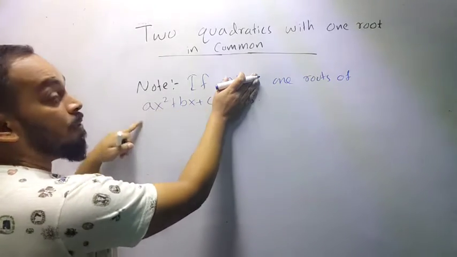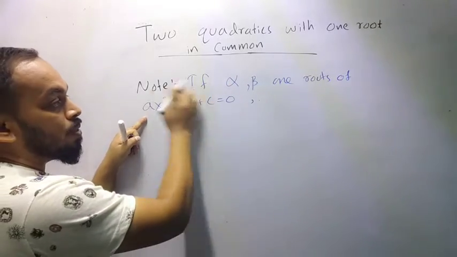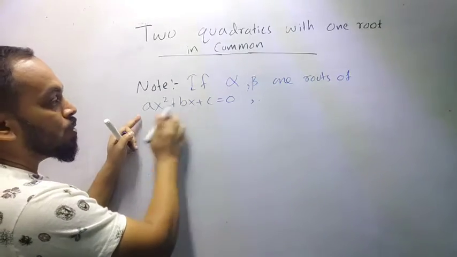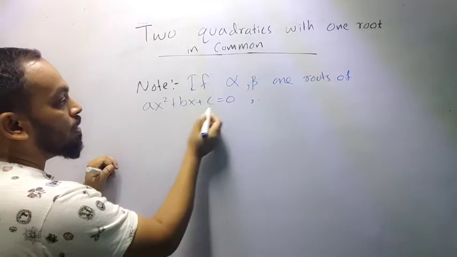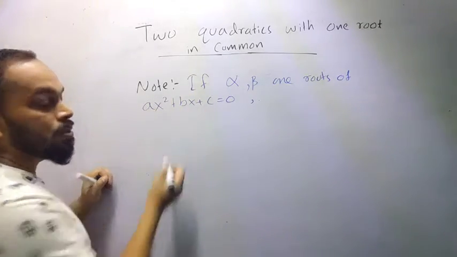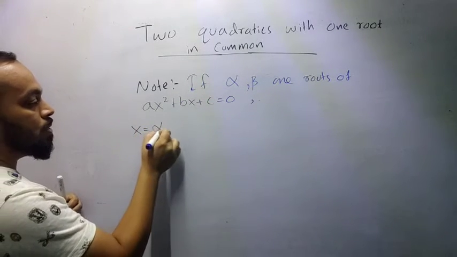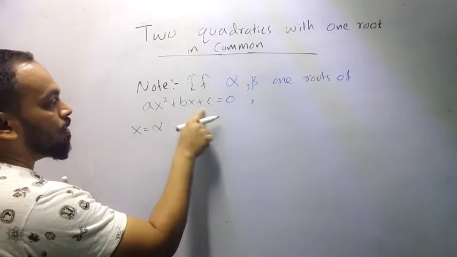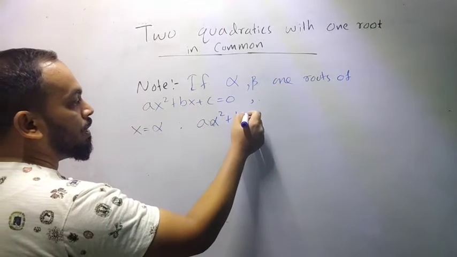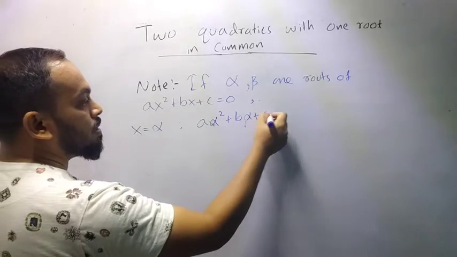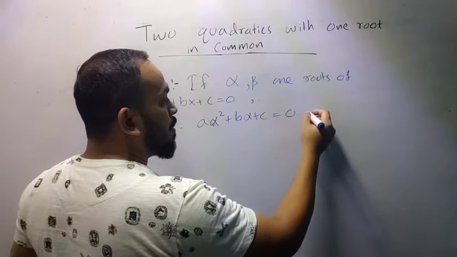Suppose this is a quadratic function, not the equation. If this is a quadratic function and this is called the quadratic equation, here we determine x values for which this expression is equal to 0. So having roots actually means when you substitute x equal alpha, a alpha squared plus b alpha plus c will be equal to 0. Right, this is equation 1.